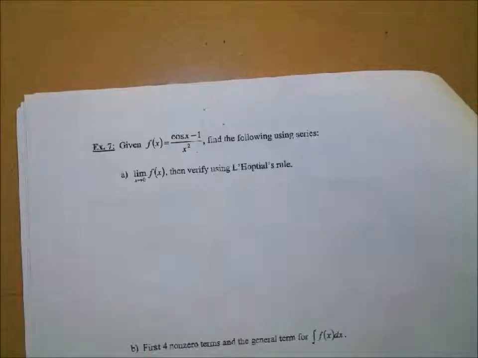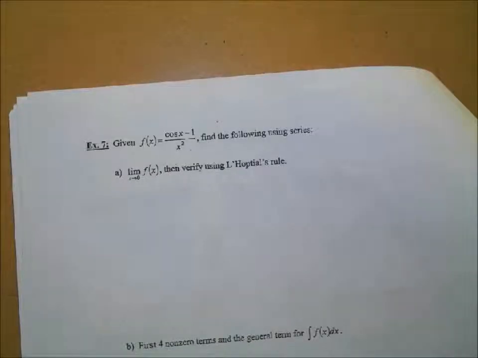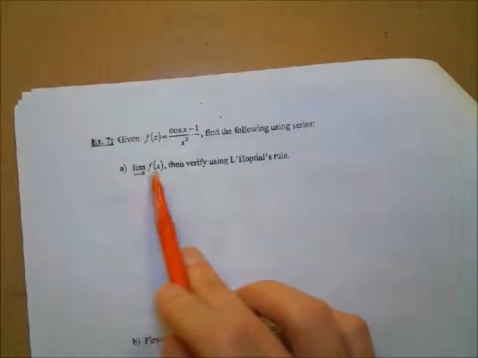Okay, so given f of x equals cosine x minus 1 all over x squared, find the following using series. We're going to find the limit as x approaches 0 of f of x. Then we're going to verify it using L'Hopital's.